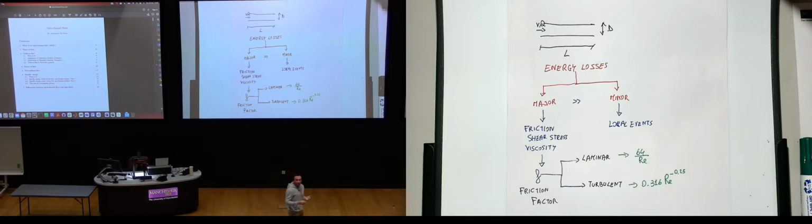The goal is to quantify a certain quantity called f, the friction factor. In order to evaluate the friction factor, you should first distinguish if you are in front of a laminar or a turbulent flow. If your flow is laminar, you can say immediately that your friction factor is 64 divided by Reynolds. That's it. If your flow is turbulent, you have to use another formula, 0.316 Reynolds to the power minus 1 over 4. This is true as long as you do not take into account the roughness of the pipe.